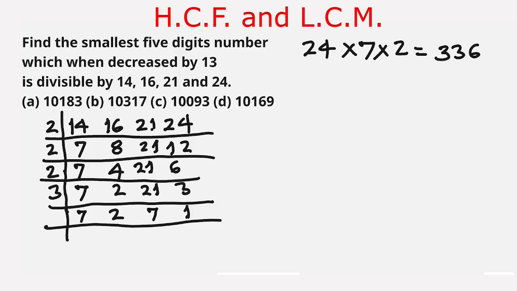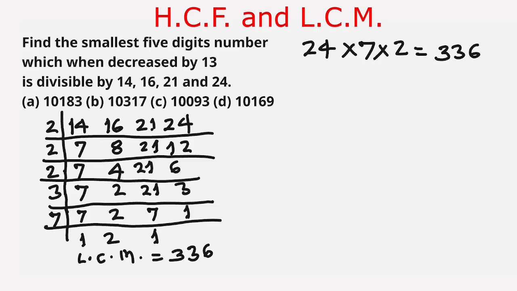Now we divide these numbers by 7. 7 divides 7 for 1 time. We write 2 as it is. 7 divides 7 for 1 time. Now we multiply all these numbers. 2 times 7 is 14. 14 times 3 is 42. 42 times 2 is 84. 84 times 2 is 168. And 168 times 2 is 336. So our LCM is 336.